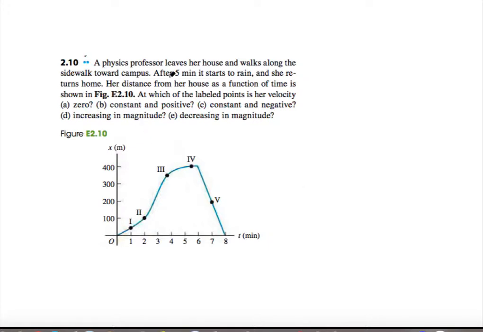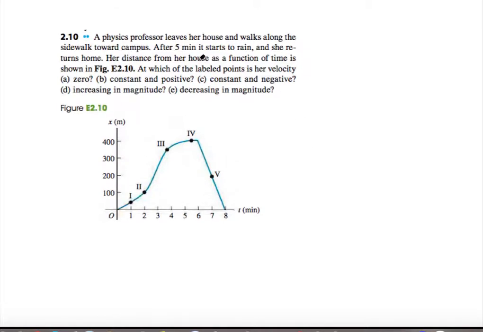So we're going to start with 2.10 here. A physics professor leaves her house and walks along the sidewalk toward campus. After 5 minutes it starts to rain and she returns home. Her distance is shown as a function of time in this graph here. So we want to go through this and look at these labeled points in Roman numerals 1 through 5, and decide which of these labeled points is her velocity 0, constant positive, constant negative, increasing, and decreasing in magnitude.